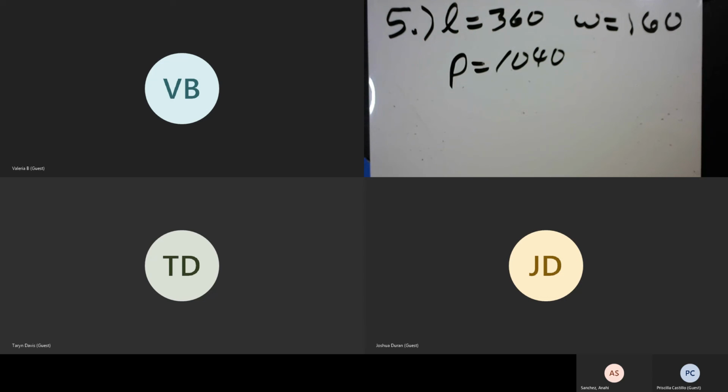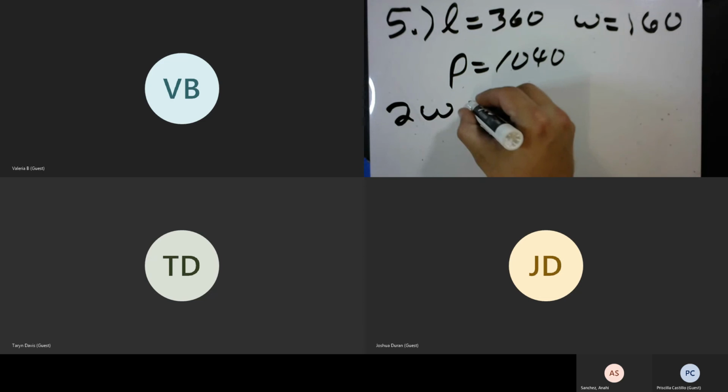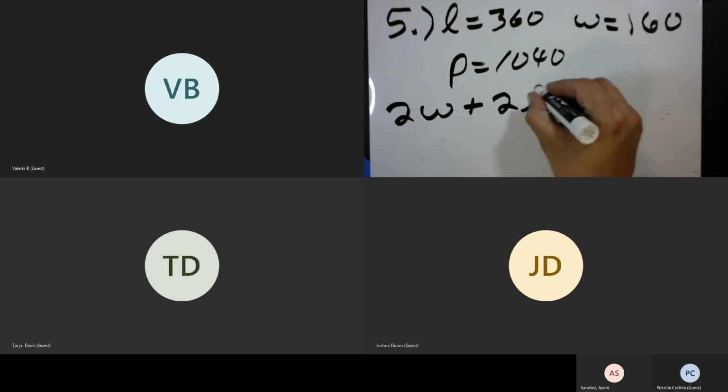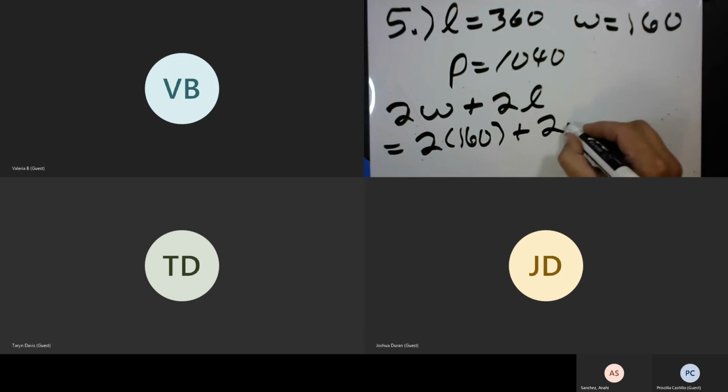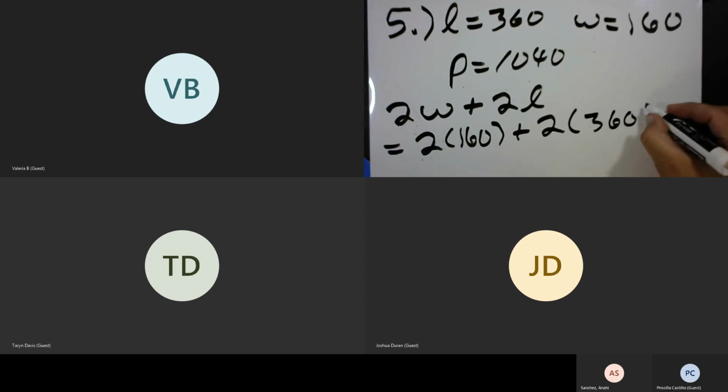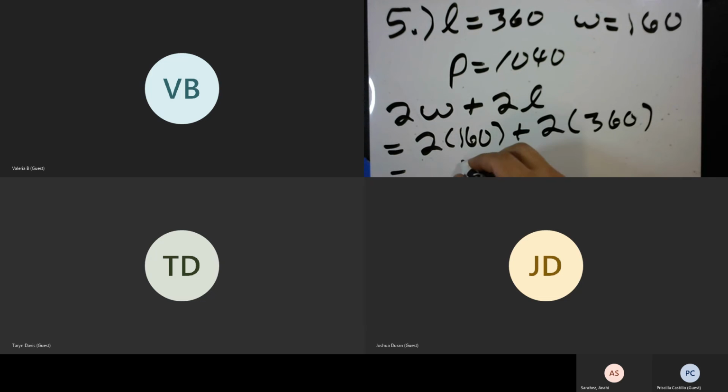Now we do have a mathematical check. If we take 2W plus 2L, or 2 times 160 plus 2 times 360, what we're going to get is 1040. So if we try to calculate the perimeter from scratch using our value for width and for length, we get our perimeter.